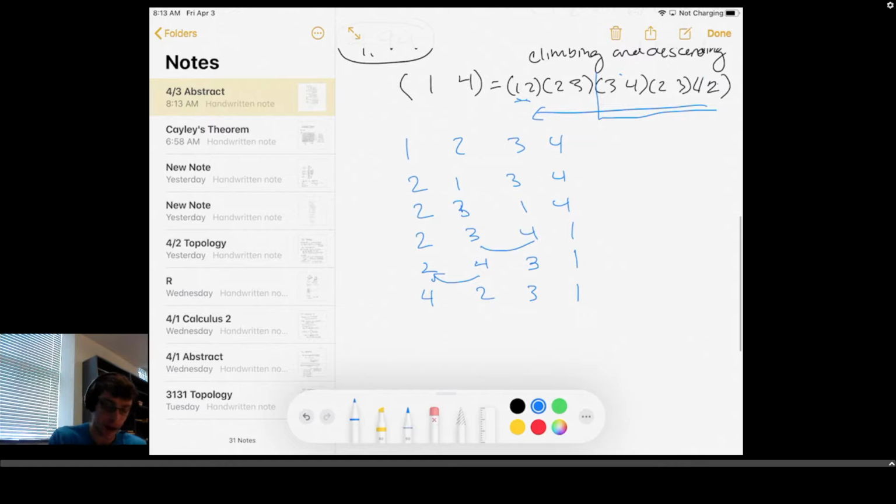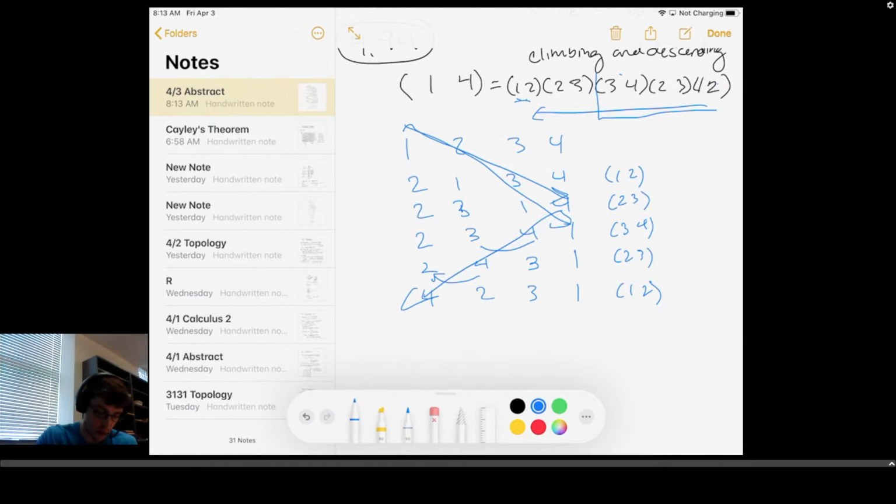Okay, and so this was doing 1, 2, 2, 3, 3, 4, 2, 3, 1, 2. And so 1 climbs to 4, 4 goes down to the first spot. Or whoops, sorry, I guess that's here. There we go. Okay? Does that process make sense?